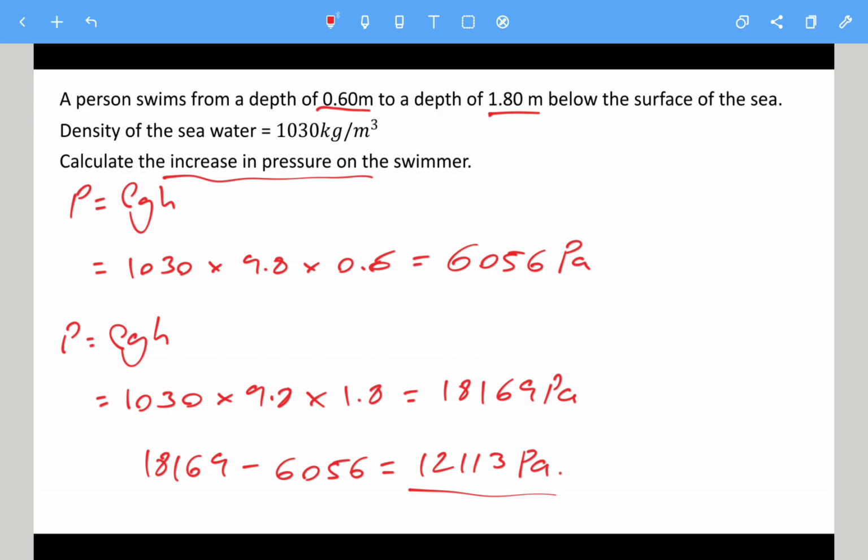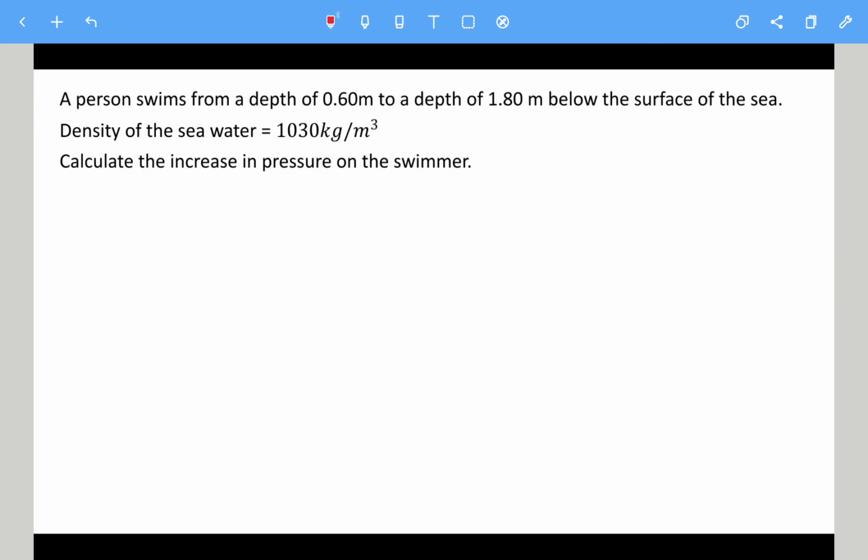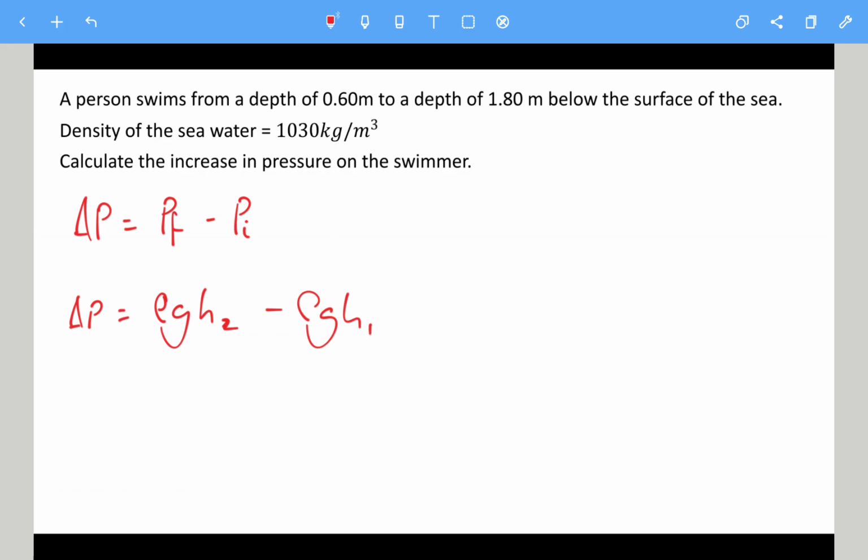However, there's another way, which is quicker, and I'll show you now. Essentially, we're looking at the change in pressure. So the change in pressure is the final pressure minus the initial pressure. So change in pressure is the final pressure, let's call it PF, minus the starting pressure, the initial. So the change in pressure would be equal to rho G, final height, I'll call that height 2, minus the same. So what you find is that we can just factorize that.